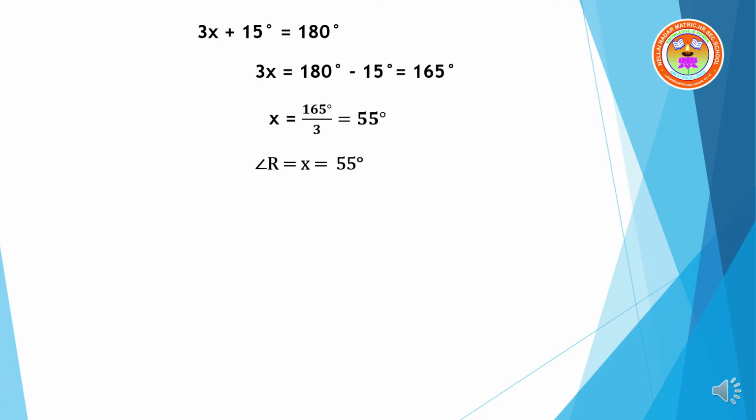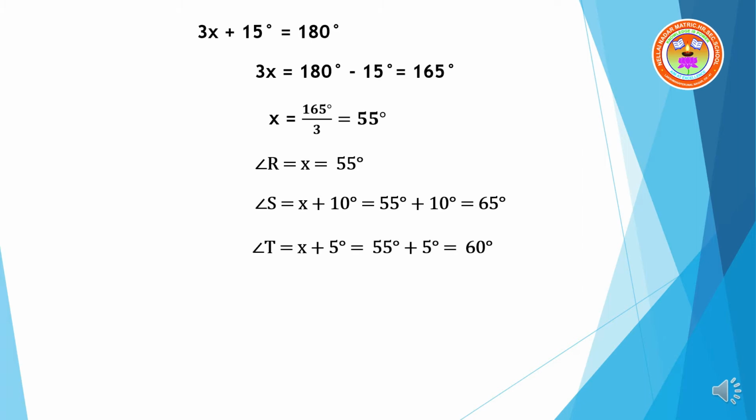Now, this X is taken as angle R. So, angle R is equal to X, that is equal to 55 degrees. And angle S is taken as X plus 10 degrees. So here in the place of X we are going to substitute 55 degrees. So 55 degrees plus 10 degrees will give us 65 degrees, which is the angle S.